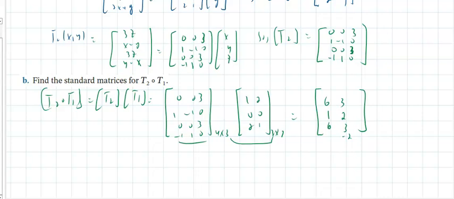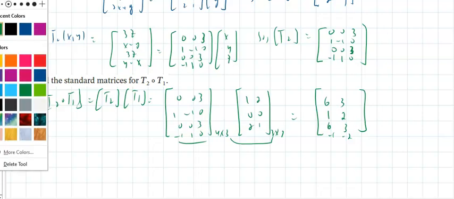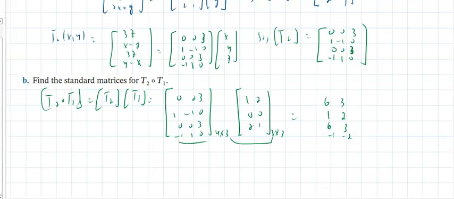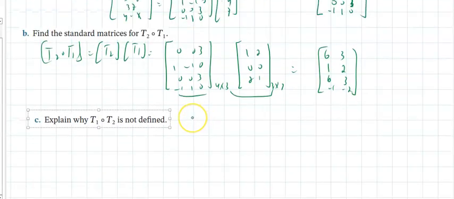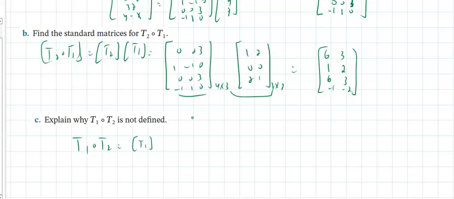Now if I go for C, there we go. And there it is. If I want to take T sub 1, T sub 2, composite it, that is T sub 1, T sub 2. Well, that happens to be T sub 2 is, we're talking about 3 by 2, and this is 4 by 3. The inners don't match, so that's not defined.